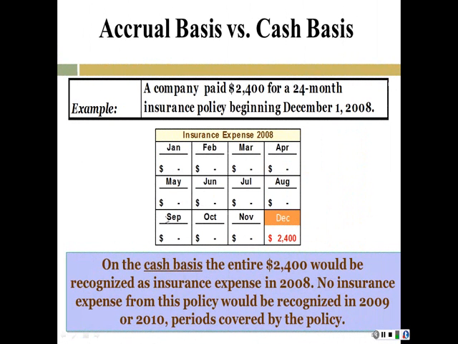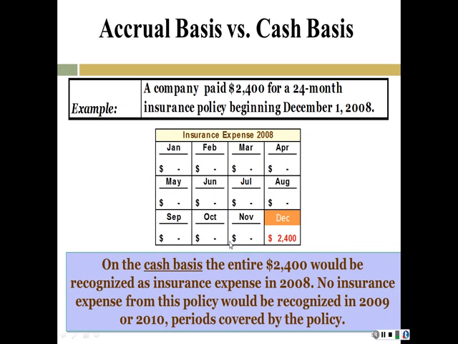So here is an example of the accrual basis versus the cash basis. Here we make a payment of $2,400 for a 24-month insurance policy beginning December 1, 2008. If we were a cash basis business, we would record the entire $2,400 as an expense for the month of December, which would mean that the expenses for December would be high and the income for December would be low. Now, this would not really be appropriate because this policy is for a 2-year period.